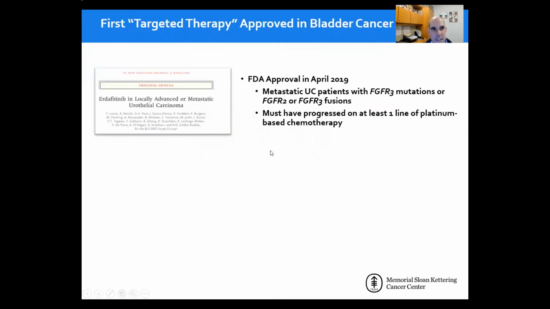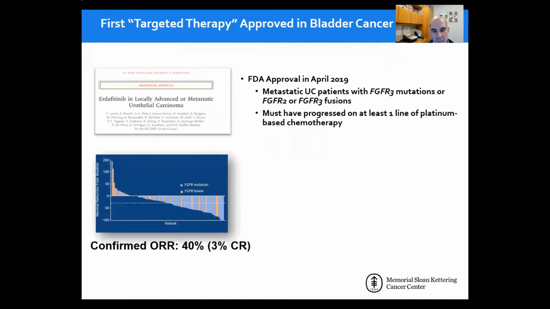What's exciting about this is erdafitinib has been the first FDA-approved targeted therapy for bladder cancer. It was approved in April 2019. This is for patients with metastatic urothelial cancer with an FGFR3 mutation or fusion. Its approval is after patients have progressed after platinum-based chemotherapy, including if they've previously received immunotherapy.